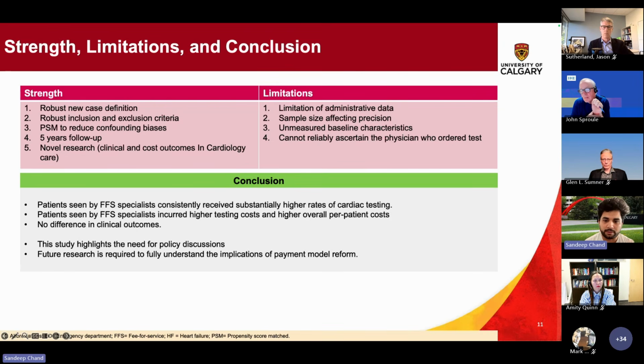The conclusion is that patients seen by fee-for-service specialists consistently receive substantially more cardiac testing and cost the system more, with no difference we could detect in hospitalization, emergency visits, and survival. However, our findings should not be interpreted as showing that fee-for-service causes high utilization or poorer care, nor can we determine whether individual tests were clinically appropriate. Rather, they highlight an important association between physician remuneration and patterns of healthcare delivery.